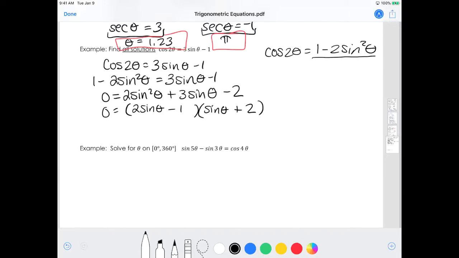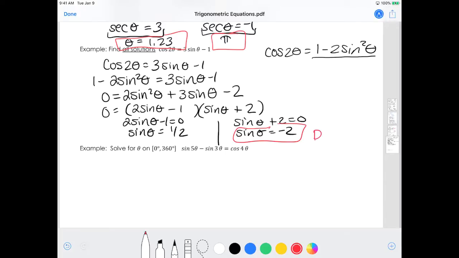I'm going to set each mini equation to 0. So I have 2 sine theta minus 1 is equal to 0, and I have sine theta plus 2 is equal to 0. So I'm going to get that sine theta is equal to 1/2, and that sine theta is equal to negative 2. Looking at this, right away I can see this does not exist. There is no possible solution for that.